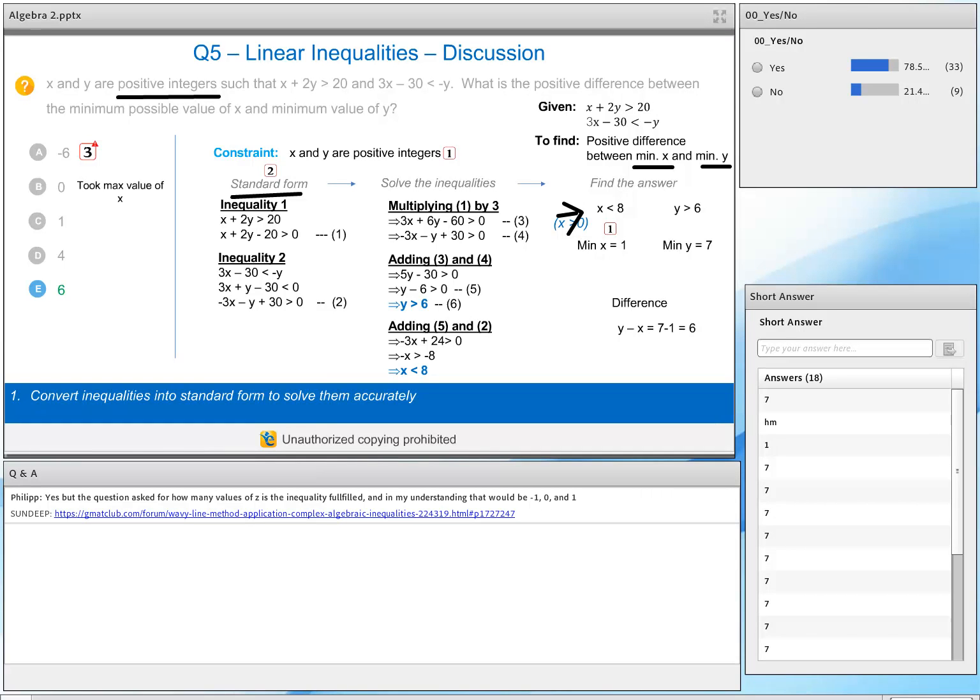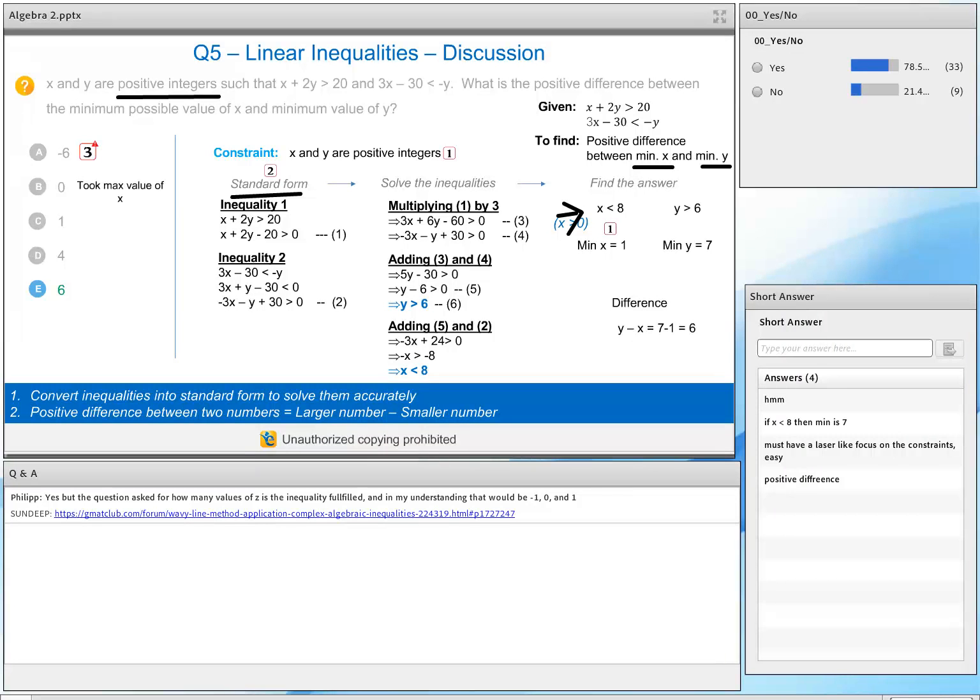Now tell me, at what points did you falter? What kind of mistake did you make? If x is less than 8, then is the minimum value 7 or is that the maximum value?